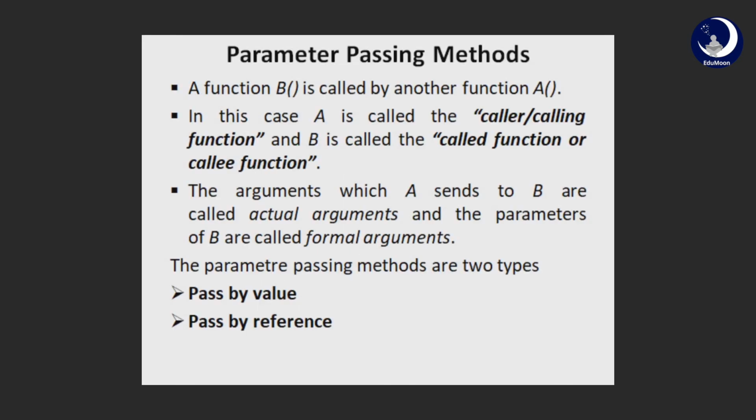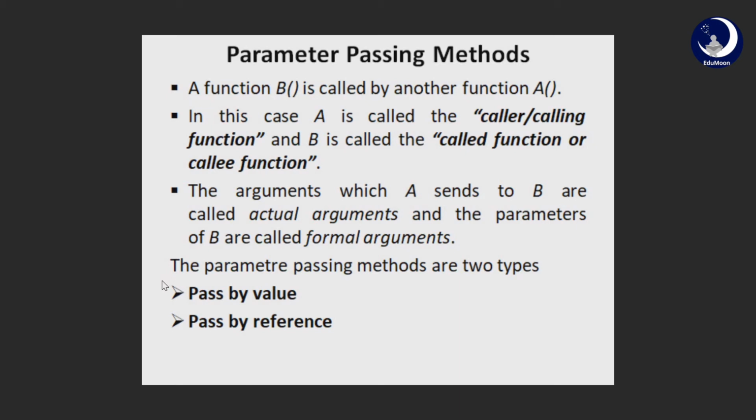Parameter passing methods. A function B is called by another function A. In this case, A is called the caller function, and B is called the callee function. The arguments which A sends to B are called actual arguments, and the parameters of B are called formal arguments. We have seen this just now.